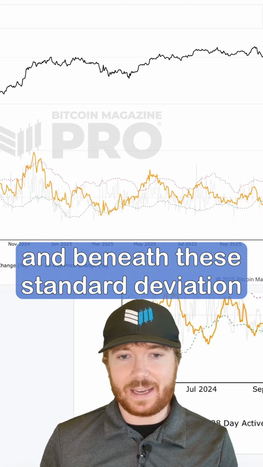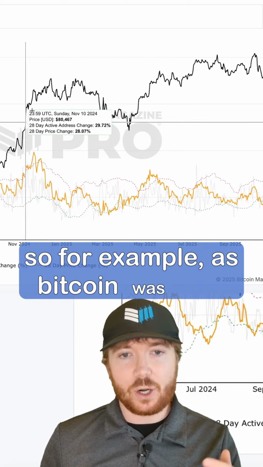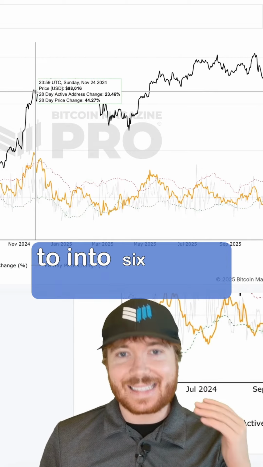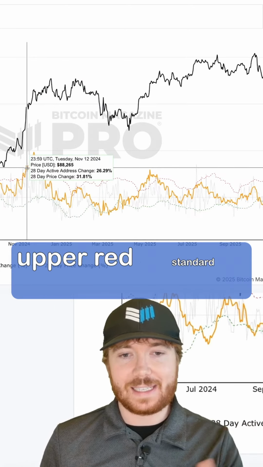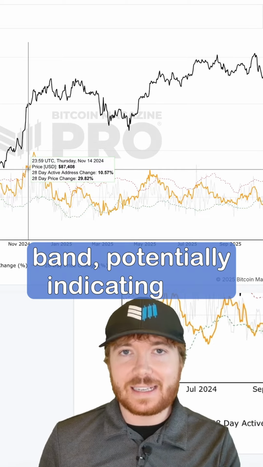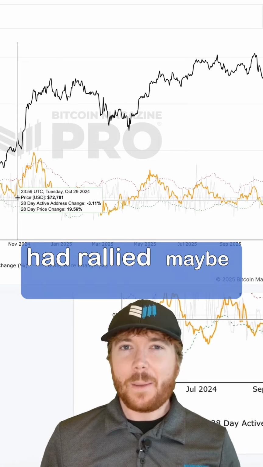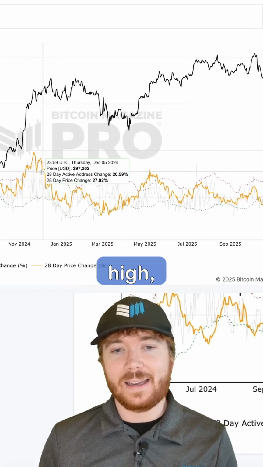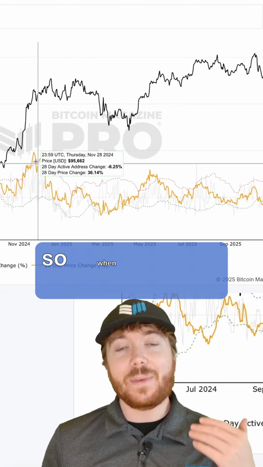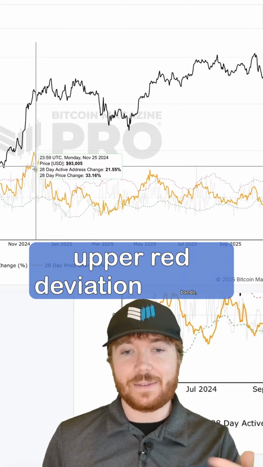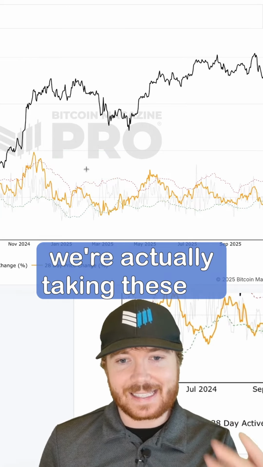these standard deviation bands. So for example, as Bitcoin was first rallying up here into six-figure territory last year, we could see we ran above this upper red standard deviation band, potentially indicating that Bitcoin's price had rallied maybe too fast and too high, considering how many people were actually utilizing the Bitcoin blockchain. So when we dip beneath these upper red deviation bands, we're actually taking these as sell signals.